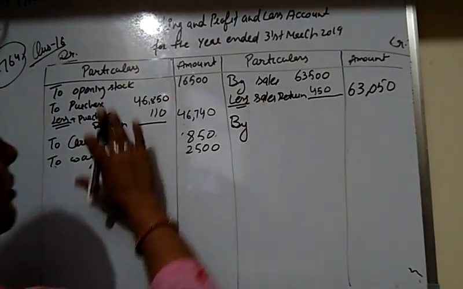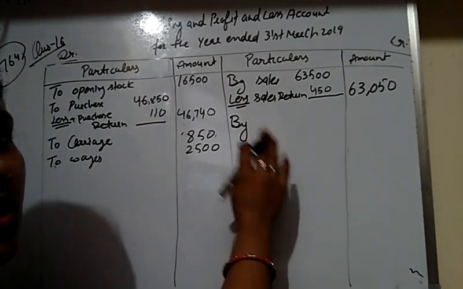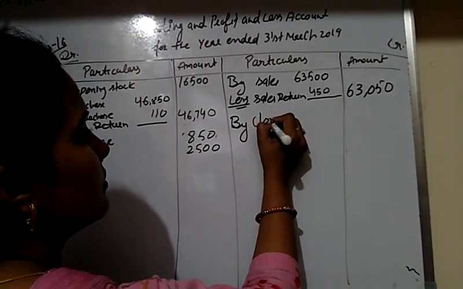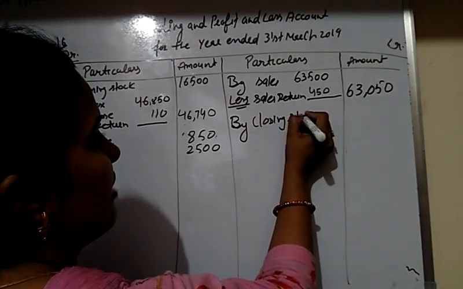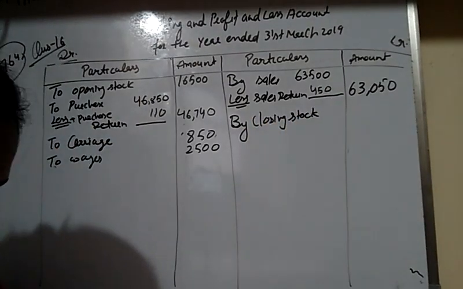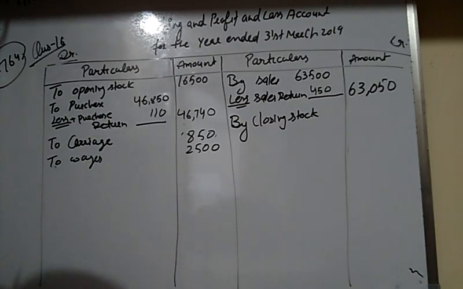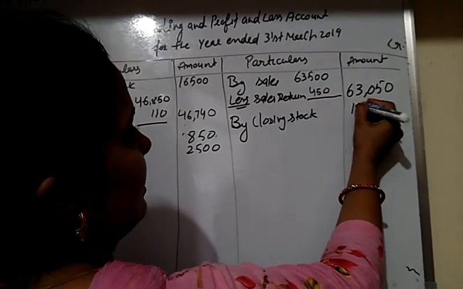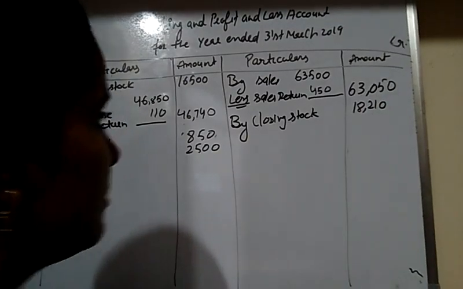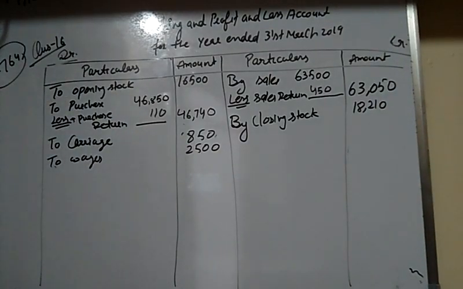I already told you that we also record closing stock on the credit side: opening stock on the debit side and closing stock on the credit side. So, by closing stock. The value of closing stock is given at the end of the question. It is 18,210. So that's it. The items which are related to the trading account, we post all these items.